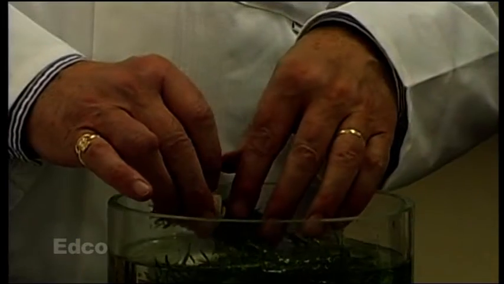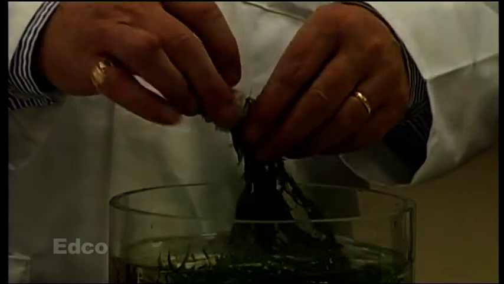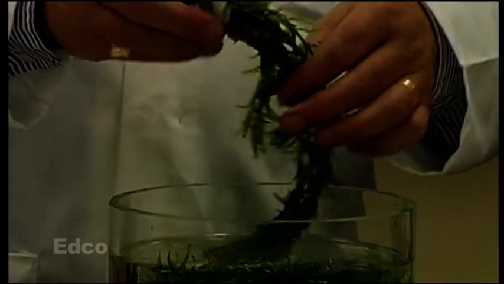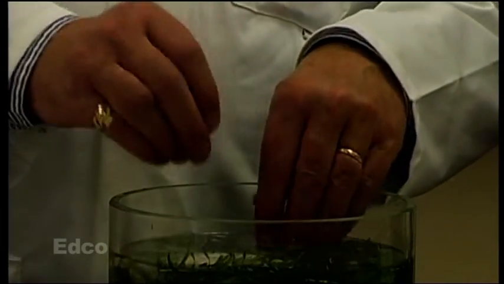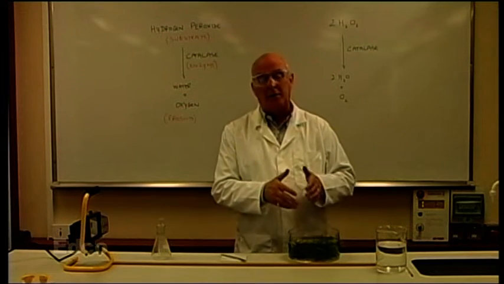It's used as an oxygenator in aquariums and things like that because it gives off oxygen. Photosynthesis produces oxygen. It gives off oxygen, and we can see the oxygen bubbles and count the number of bubbles. The more bubbles we get, the greater the rate of photosynthesis.